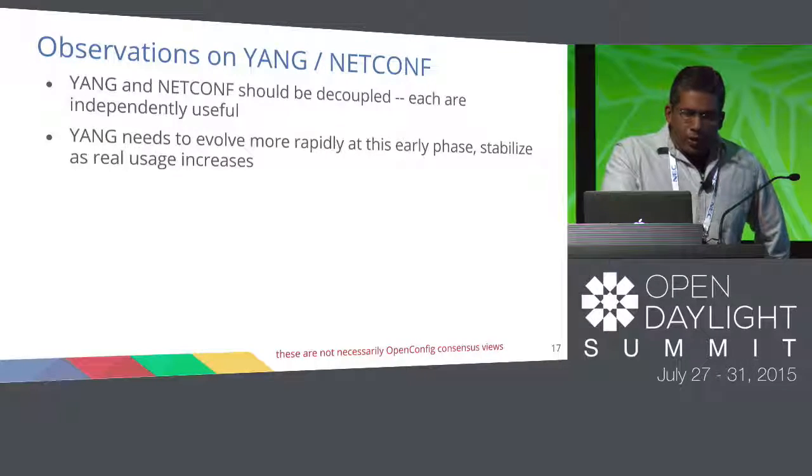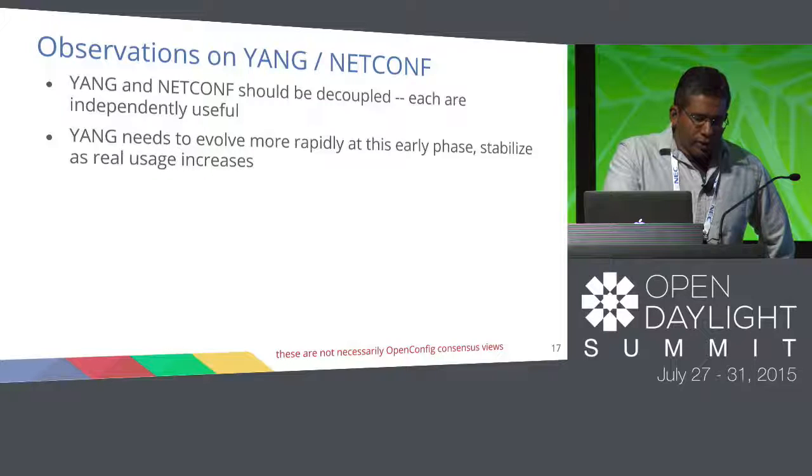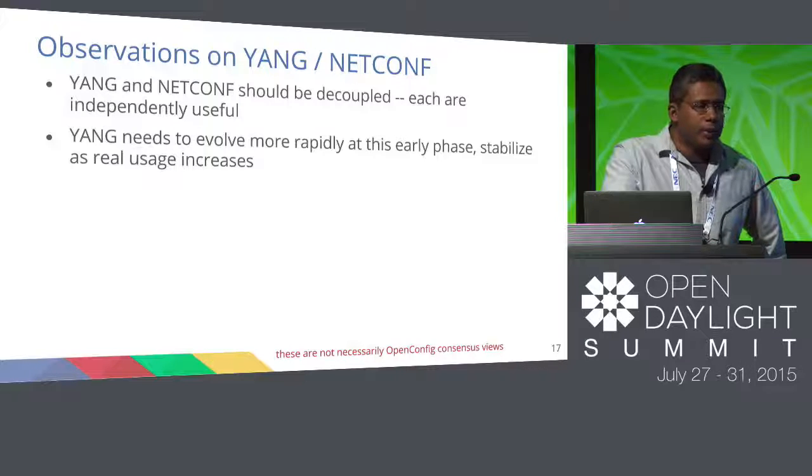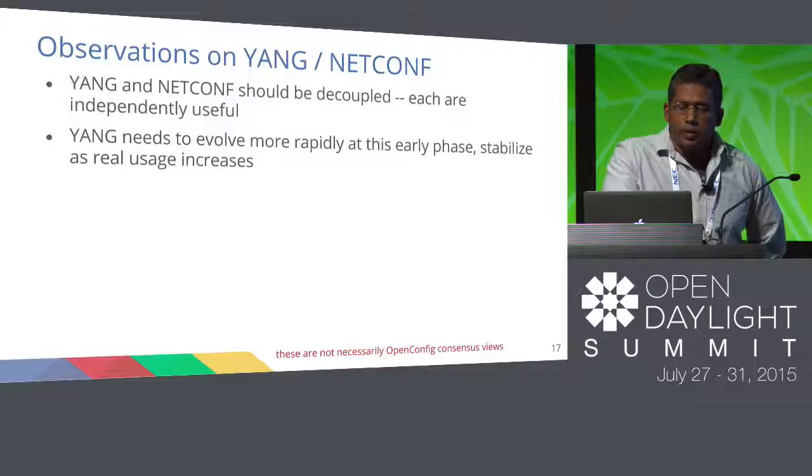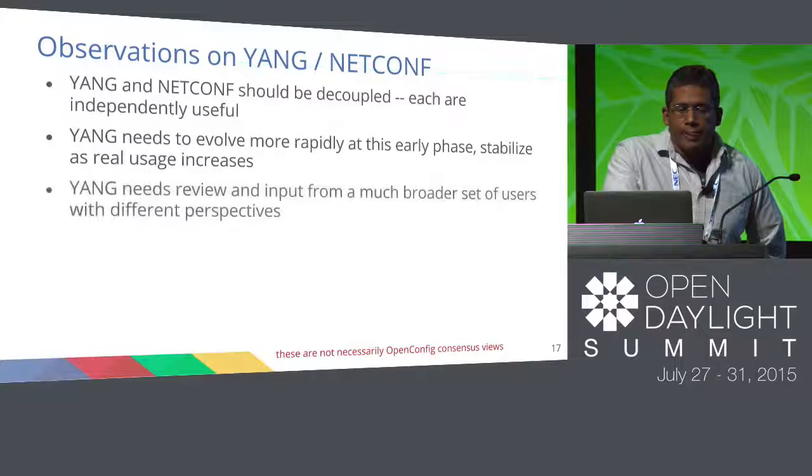Yang as a language also, it takes a long time to iterate on it today. I think that Yang 1.1 will hopefully be published very soon, but it's taken a very long time to go from Yang 1.0 to 1.1. And given the lack of wide deployments of Yang model-based network management systems, our feeling is that we should try to evolve the language more rapidly as we get experience with it, and then stabilize the language as real usage in production increases, right? As we see real deployments out there.